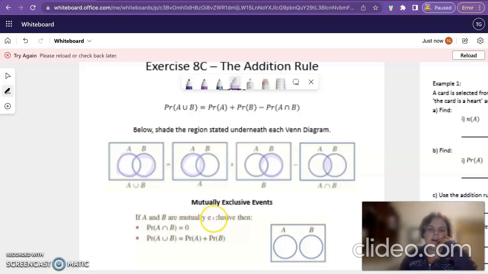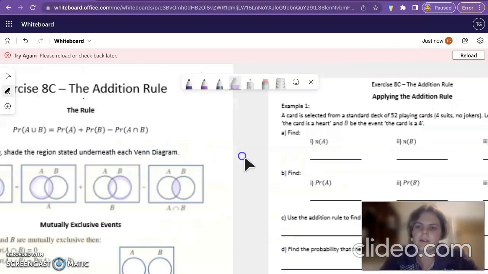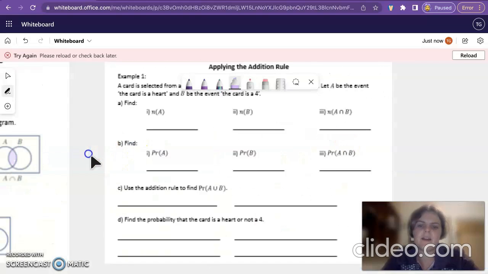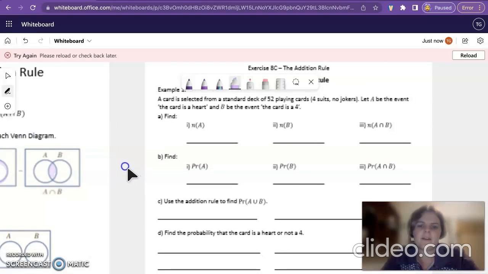Of course, something that is not mutually exclusive could be getting a king and getting a red card from a deck of cards. So it is possible to get a red king. Okay, let's look at our examples for today. Just this one slide of examples today.